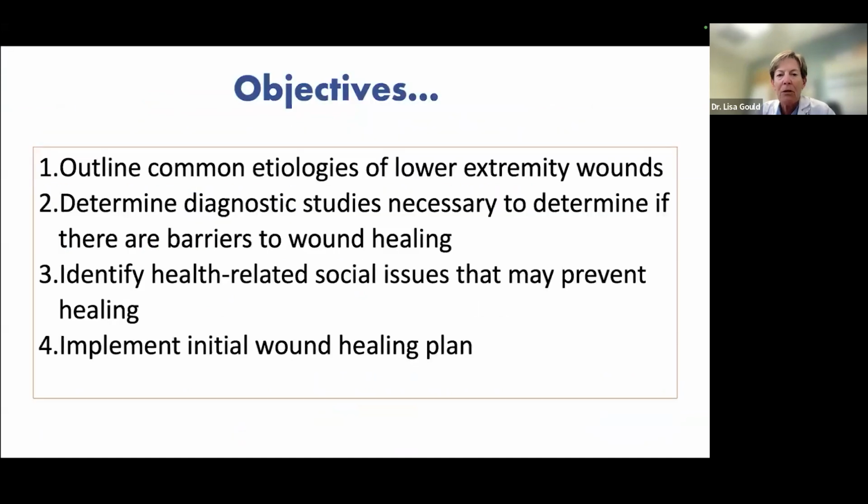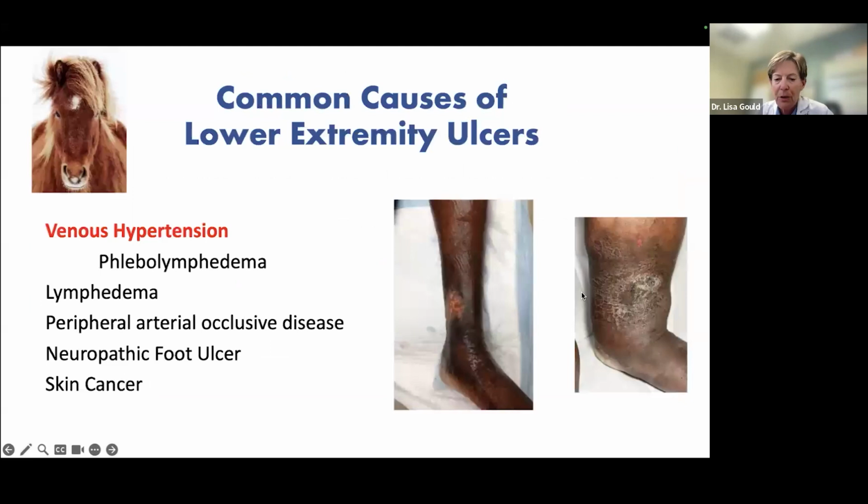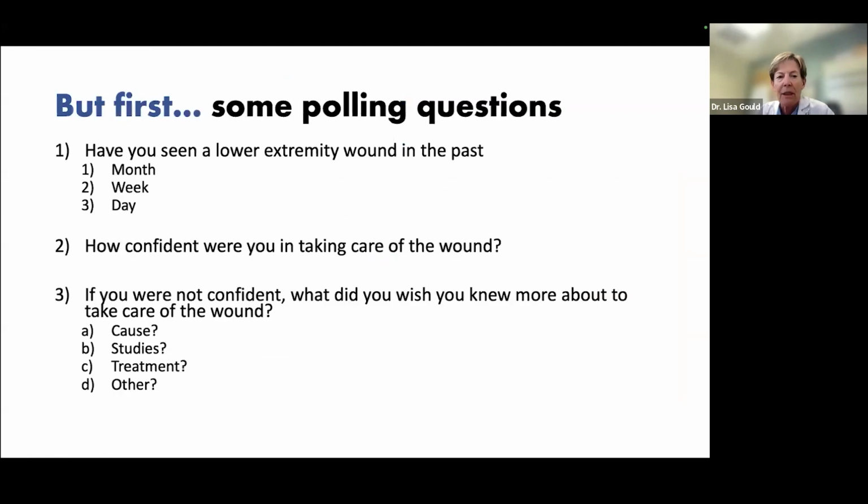So today we're going to outline the common etiologies of lower extremity wounds in general, look at some diagnostic studies and determine if there are barriers to wound healing, identify health-related social issues that can prevent wound healing, and then help implement a wound healing plan. But first, we want to ask some questions so that Foy and I can understand our audience a little bit better.